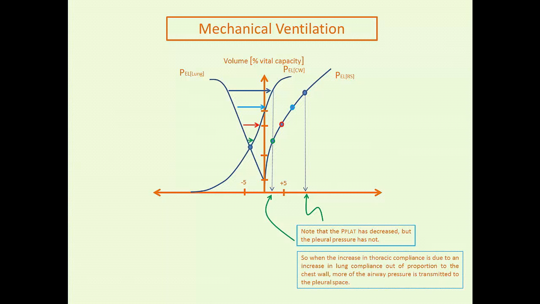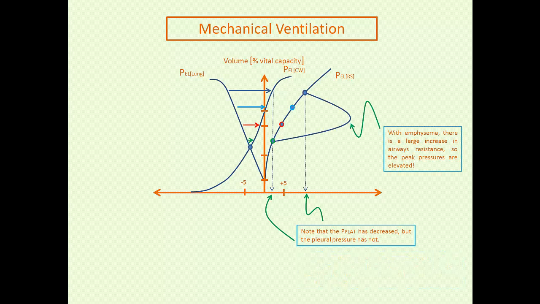So when there's an increase in thoracic compliance, but the increase in compliance is due to an increase in lung compliance out of proportion to the chest wall, more of the airway pressure will be transmitted to the pleural space, or a greater fraction of the airway pressure will be transmitted to the pleural space.